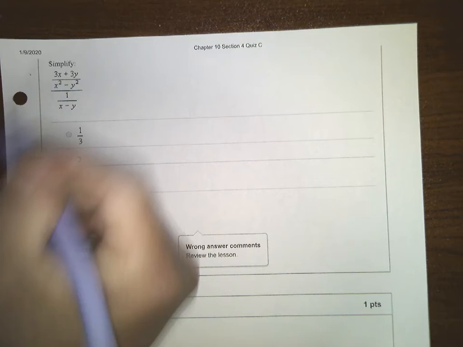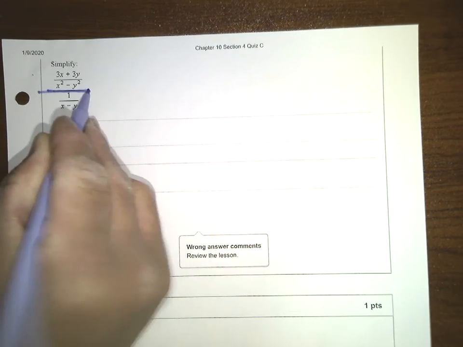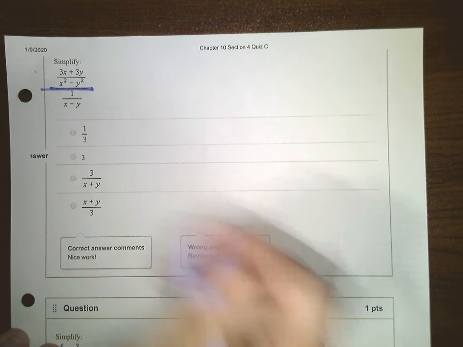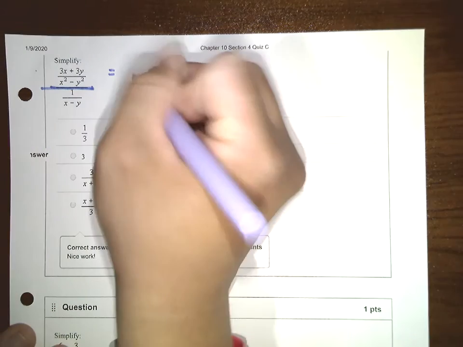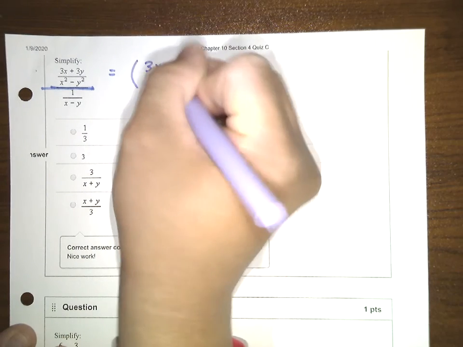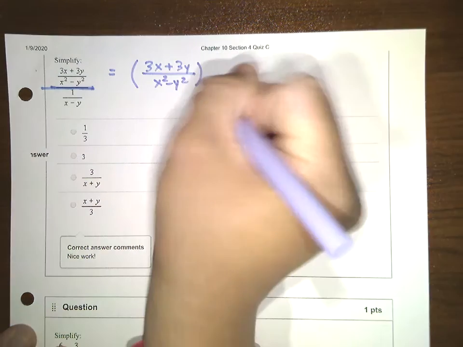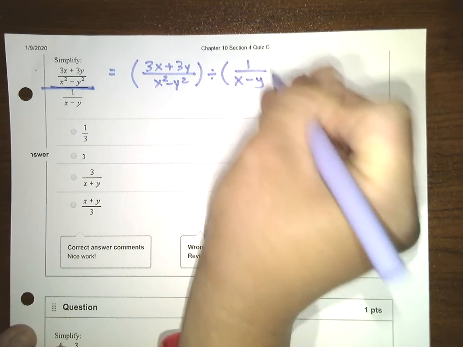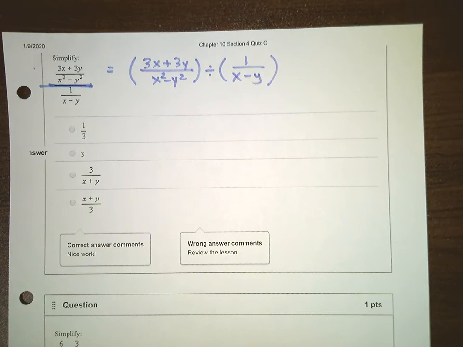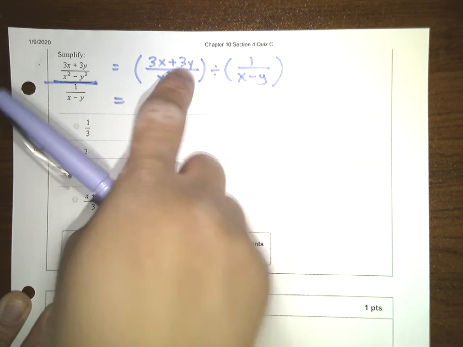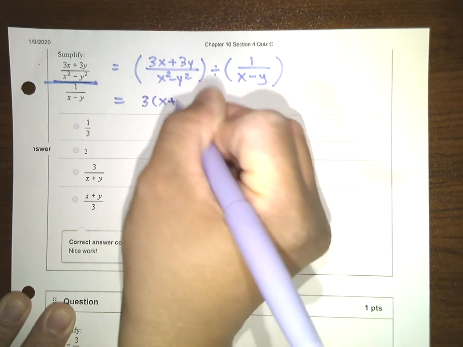We have (3x plus 3y) over (x squared minus y squared), divided by 1 over (x minus y). So we'll rewrite this as a division problem just like before: 3x plus 3y divided by x squared minus y squared, divided by 1 over x minus y. And then I see there's no adding and subtracting to do, but I could factor out a GCF in the numerator of this fraction here, so that would be 3 times (x plus y).